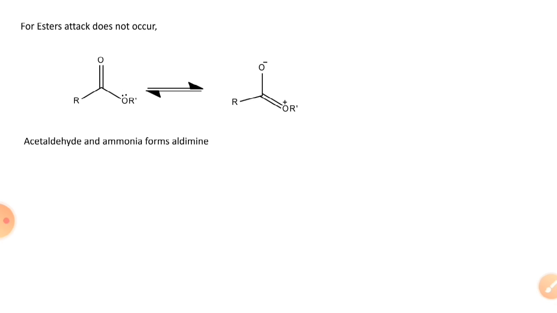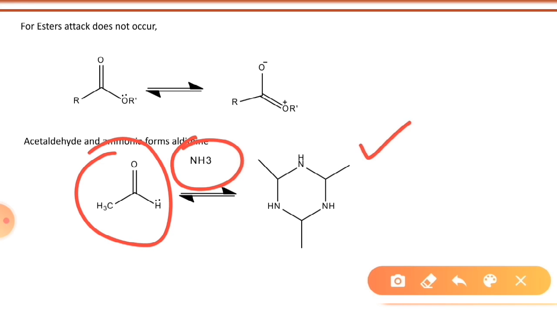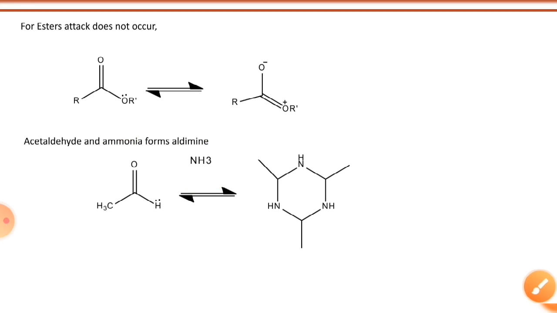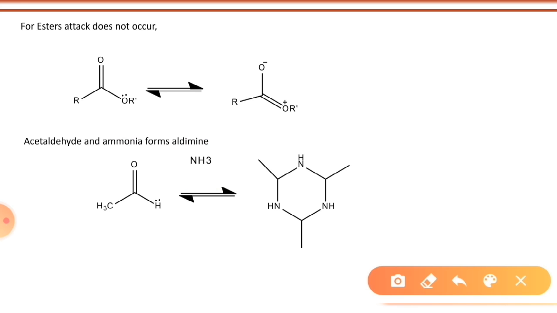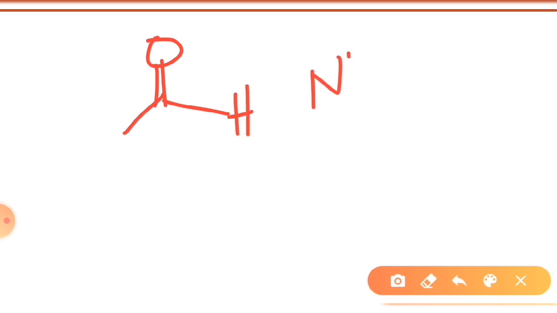Now some applications of attack on a keto compound, carbonyl compound or aldehyde compound: that is the acetaldehyde and ammonia reaction. In the reaction of acetaldehyde and ammonia, an aldehyde ammonia adduct will form. How? Here acetaldehyde is present and ammonia is present. Acetaldehyde is reacting with ammonia.